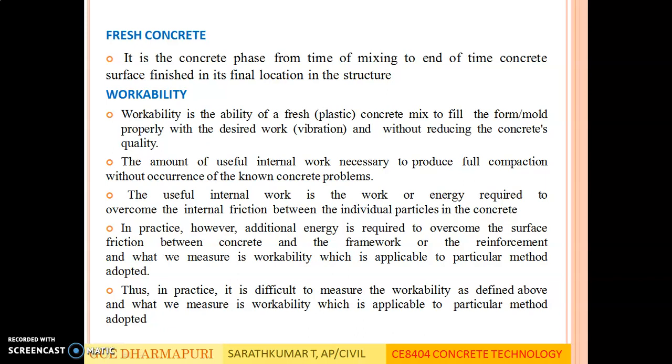So, in the ideal case, when you pour the concrete over the mold, it should fill the mold without any additional external force. But normally, we use vibrators and some other techniques to make concrete fill the mold.